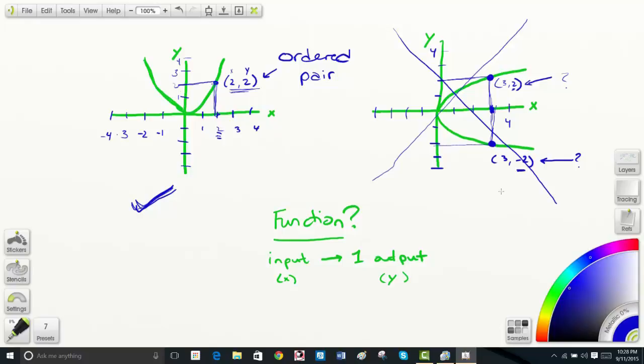Now, you may have heard this term used before. If not, I'm going to say it now. The easy way that we test a graph to find out if it is a function is by something that we call the vertical line test. This is all that it means. If I can look at a graph and draw a bunch of vertical lines and they only ever cross the line once each, then it's a function.